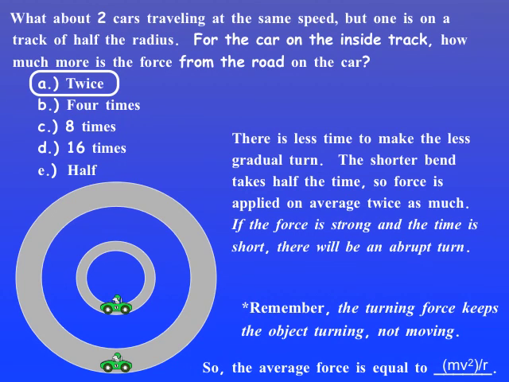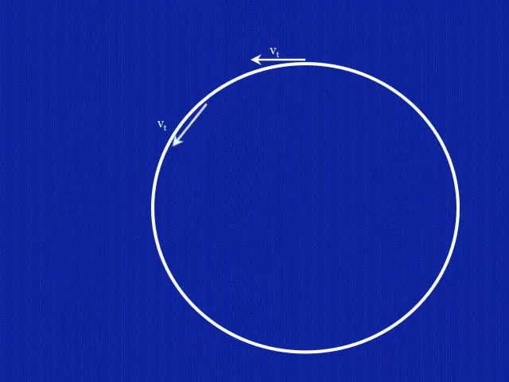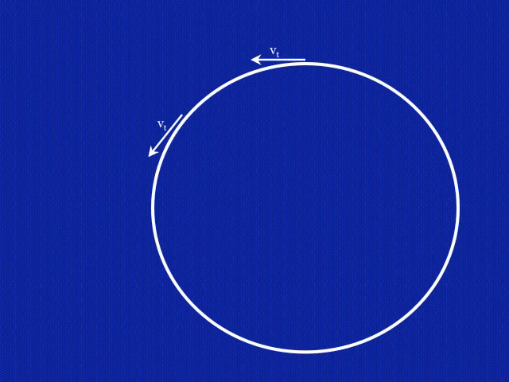mv squared over r. Over r means if the radius of this track is half the size, then dividing by r over 2 gives us twice the force. Force is needed twice as often for the sharper turn. So the tangential velocities around a circular path are half of the description of what's needed for uniform circular motion.